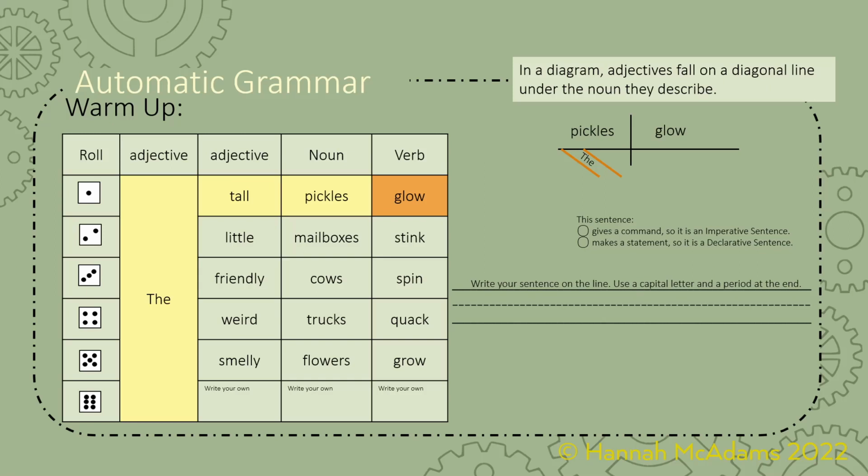Okay. But the tall is going to go under pickles because it describes pickles. And that I already have done for you. So it's going to go on that diagonal line right there. The tall pickles glow. Okay, this is a statement, right? So it's a declarative sentence, and we are going to write the sentence on the line. The tall pickles glow. Okay.